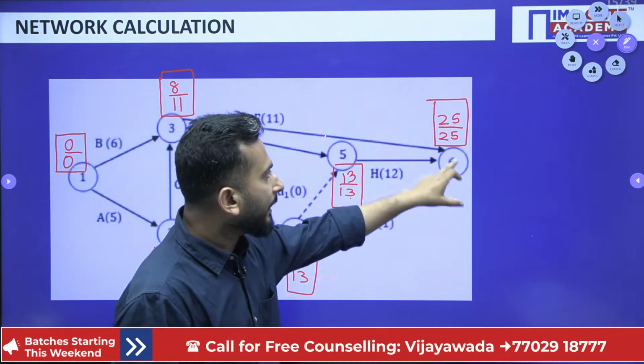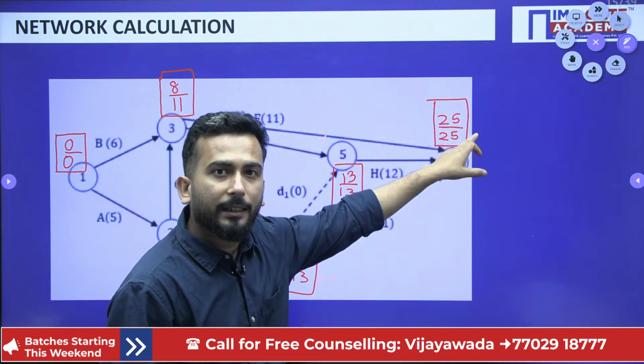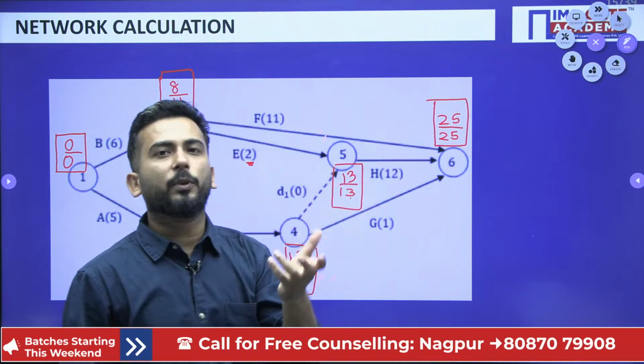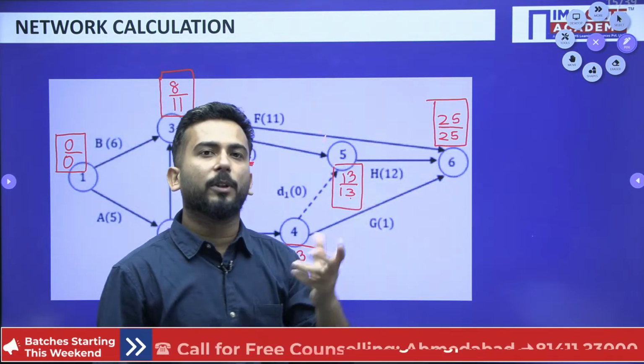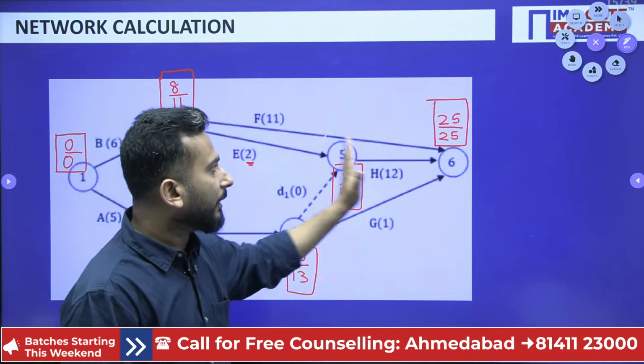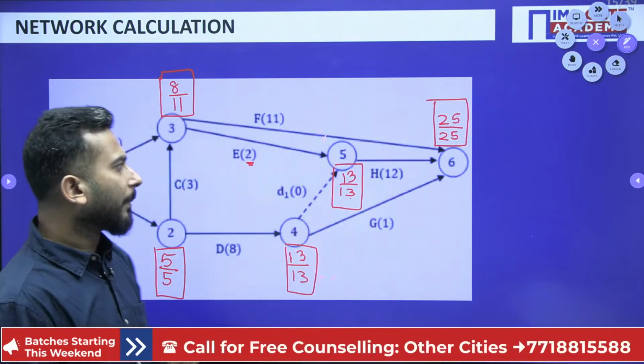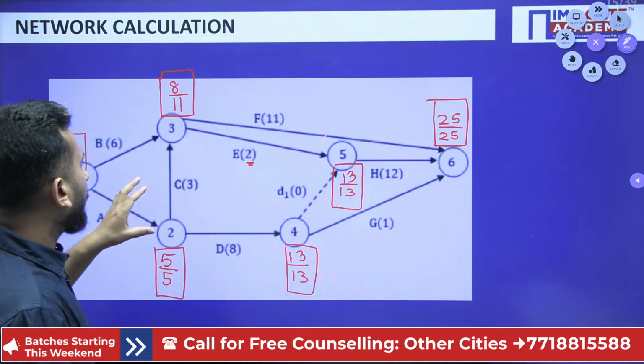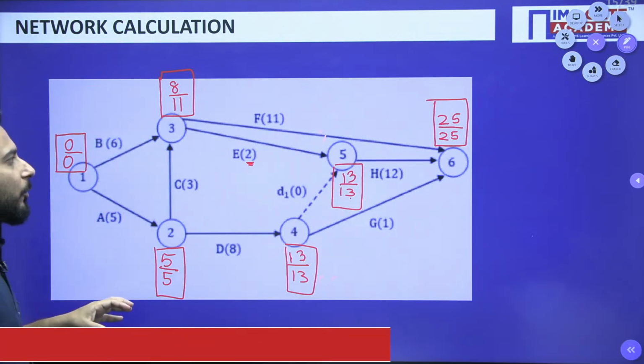Now, this event can be done earliest in 25, latest in 25. It means this event can be reached in 25 days. And when you have reached the event, you have done the entire project. Yes or no? I'll come to the project later on, but now we are focusing on the event.